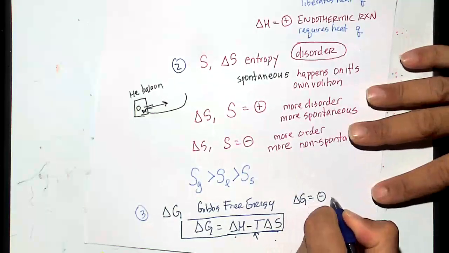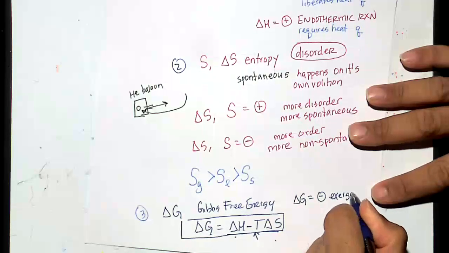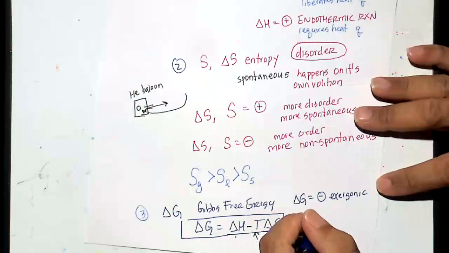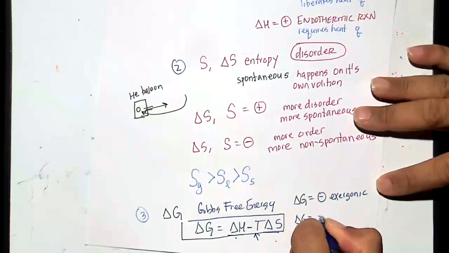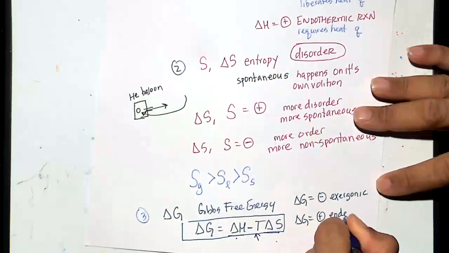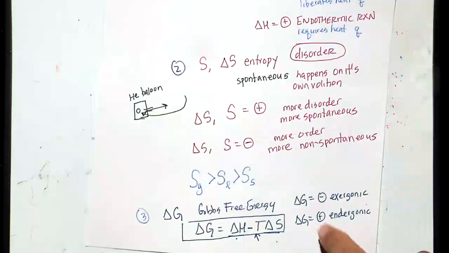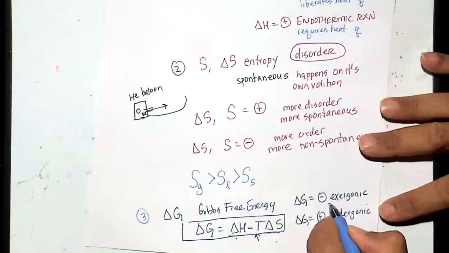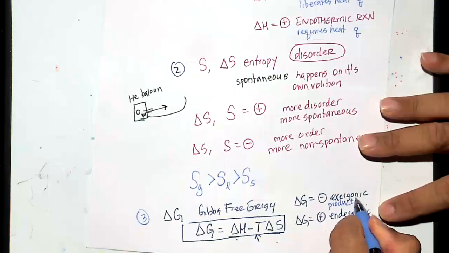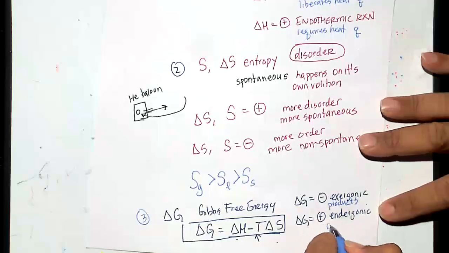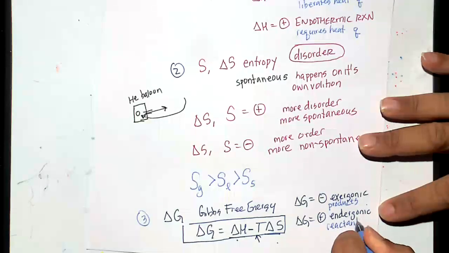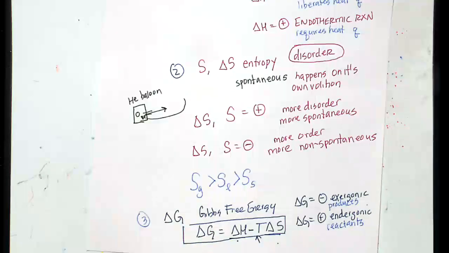And if your delta G is negative, you are favored towards products. And if your delta G is positive, no. Your free energy does not favor products. You need to add energy to make it go to products. So delta G is minus. We're looking at a reaction that favors products energetically. This is all about energy. And if your delta G is positive, it does not favor the products, it favors the reactants. It doesn't go to products.